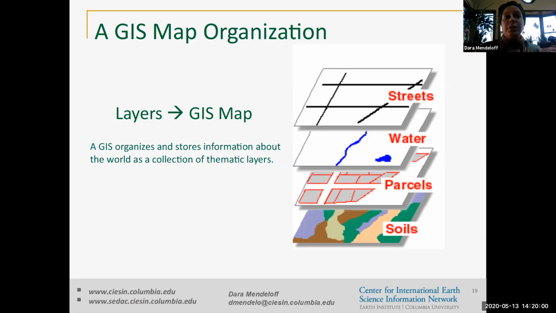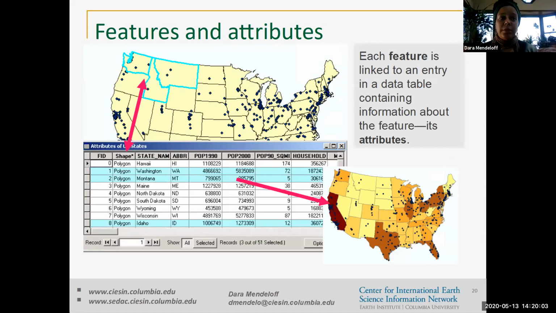Each one of those layers is composed of features and attributes. In this example, we have the map of states. In the United States, we have about 50 states. Each is a polygon here, and they're directly linked to this table of attributes. We have the state name, an abbreviation for that state name, the population in 1990, then the population in 2000. You then have the area of the state, and also things like household income. All of that information is linked to these polygons, these states.